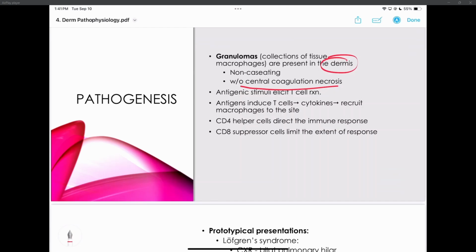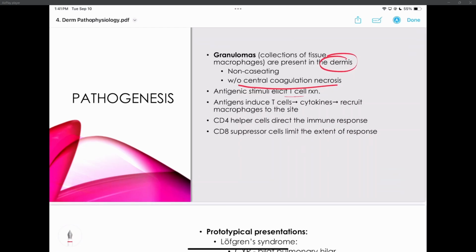Obviously, T-cell reaction can occur. Antigens induce T cells, which give out cytokines to bring macrophages in. CD4 helper cells direct the immune response, and the CD8 cells limit the extent of the response. So the CD8 suppressor kind of calms it down. The CD4 will kind of get the immune response going. So the CD8 kind of acts like a control, so the response doesn't go abnormal.